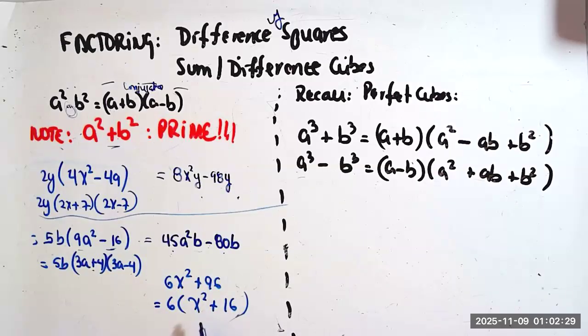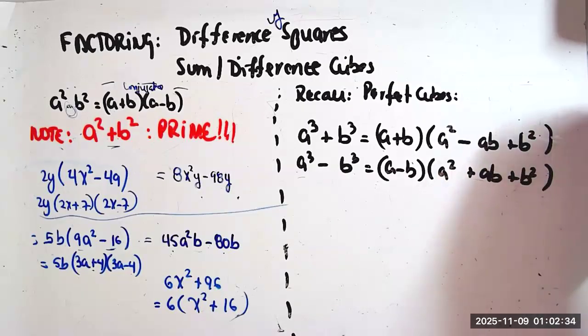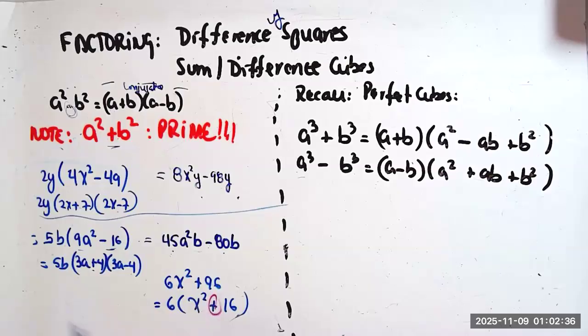Careful here, folks. Don't be tempted to say x plus 4, x minus 4. Notice that this is a plus. It is not a difference of squares. It has to be minus. If it was 6x squared minus 96, then I could factor x plus 4, x minus 4. But here the only thing I can do is factor the 6 as the greatest common factor. That's all, and I stop here. X squared plus 16 is prime, it doesn't factor.